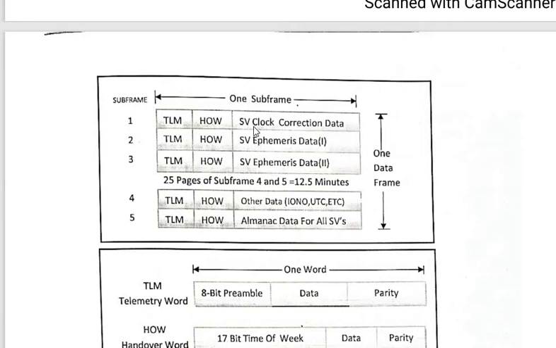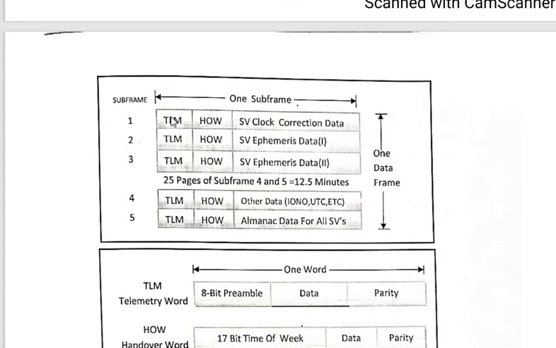See here, this is the subframe. One frame of the navigation data consists of 5 subframes. The first subframe is completely about the clock correction. As I have said, they will start with the telemetry data and the handover word.